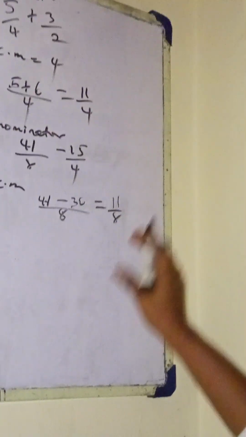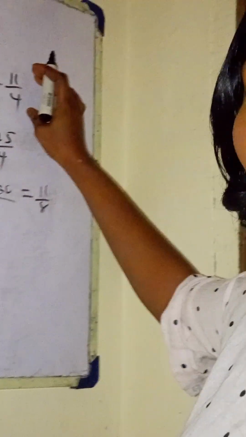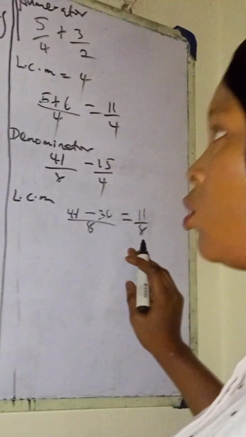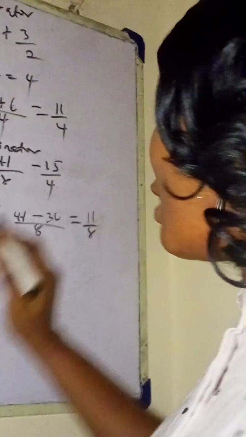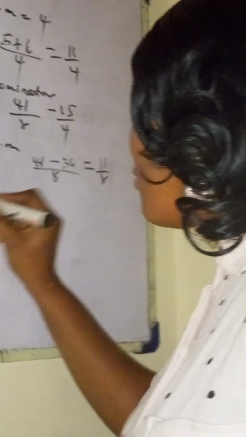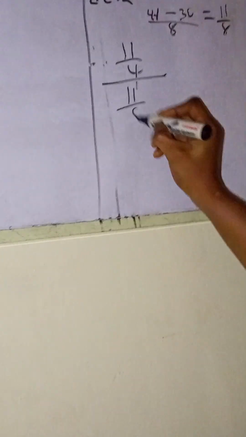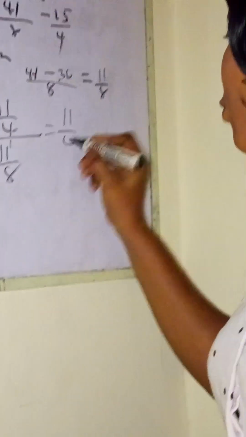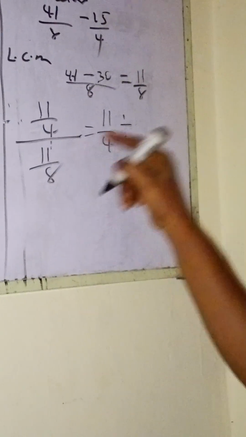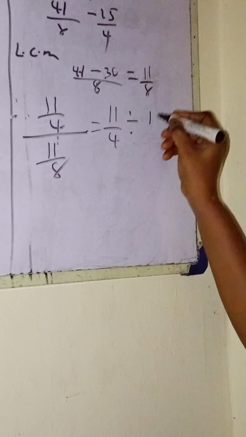We are going to bring our different answers. Now we are going to bring the answer for our numerator and the answer for our denominator because we have a division sign here. So now I'm going to write, therefore, we have 11 all over 4 divided by 11 all over 8. This is the same thing as saying 11 all over 4, put your division sign, which is this line, that is this division here, then 11 all over 8.